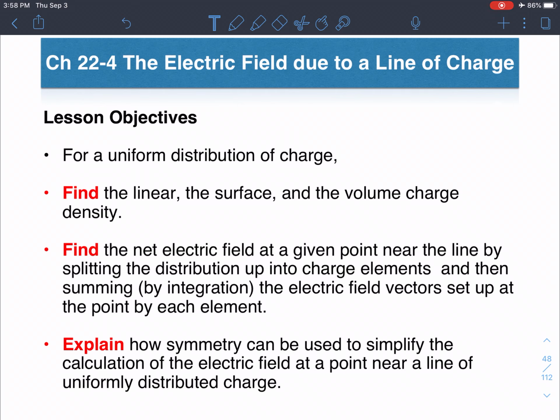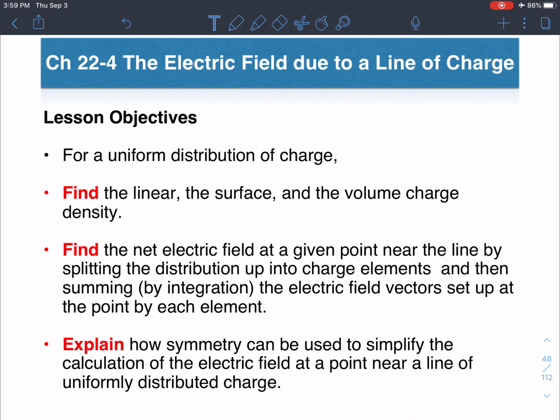That's what summing is, right? The electric field vectors set up at the point by each element. And we'll explain how symmetry can be used to simplify the calculations of the electric field at a point near a line of uniformly distributed charge.